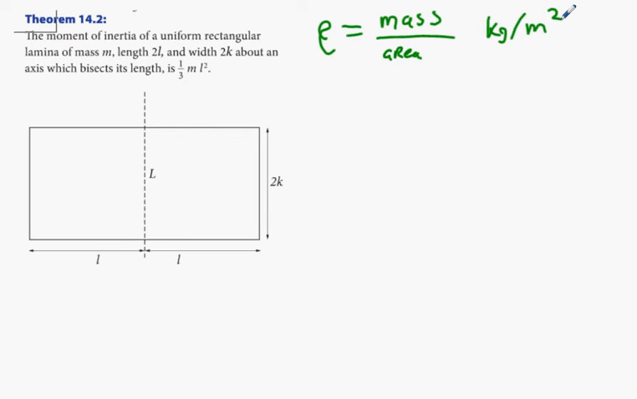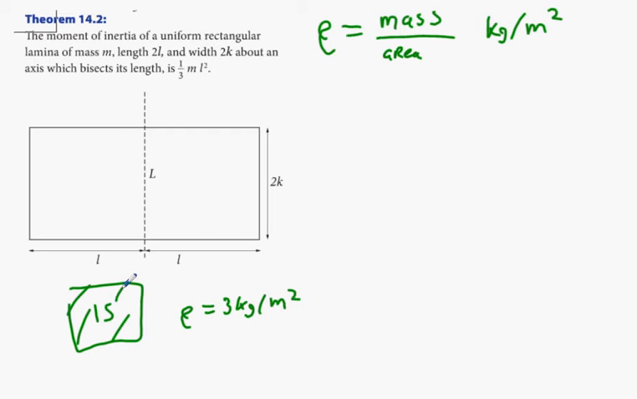Now, once again, to really beat this home, if I said that my rho value was 3 kilograms per meter squared, and here's a piece of sheet metal that's 15 meters squared in area, what's the mass of it? 45. You just multiply rho by the area you're talking about to get its mass. That's basically the principle behind nearly everything here.